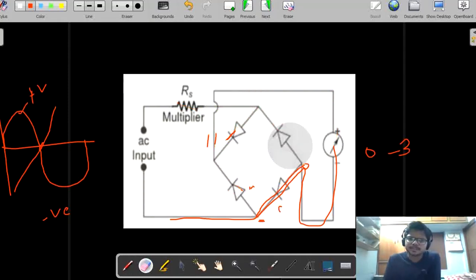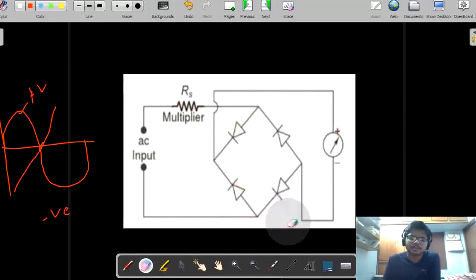Now I will apply the same concept for my negative half cycle. See here, minus here and plus here. Same, minus here, plus here. As it is minus, which diode will be on? For the anode here it is minus, so this diode won't be on. Now which diode will be on? This diode will be on.